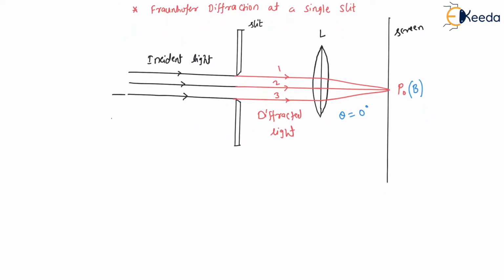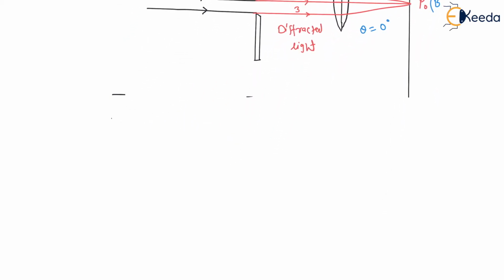Now we will draw another set of Fraunhofer diffraction wavefronts where we will consider the diffracted light has initial phase theta. That means it has some angle. So here again this is the slit, this one is the lens, and here we have the screen. Again, we will consider a source of monochromatic light, which has a wavelength lambda.